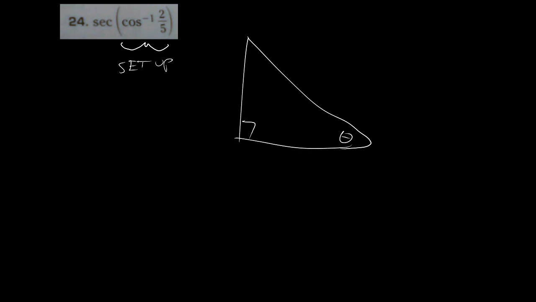Last but not least, we have secant of cosine inverse of 2/5. This part right here is going to tell us how to set up our triangle. If we have our triangle, we have theta, we have a right angle. And if we have cosine, we know cosine of theta is equal to adjacent over hypotenuse. So our adjacent side is going to be our 2, and this is going to be our hypotenuse, 5.